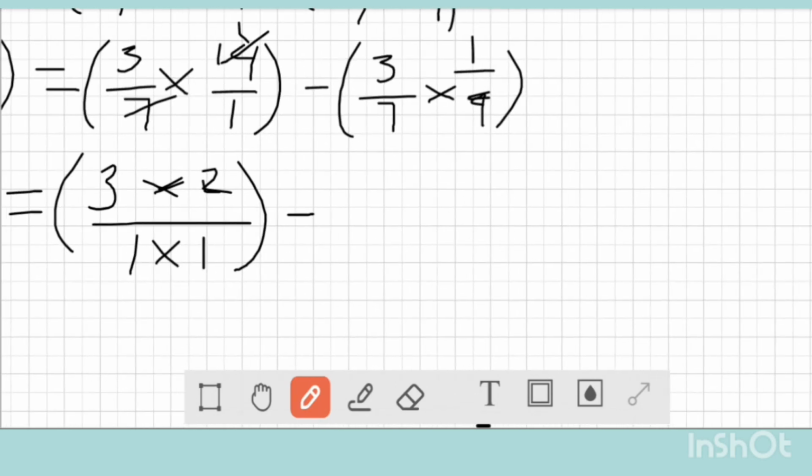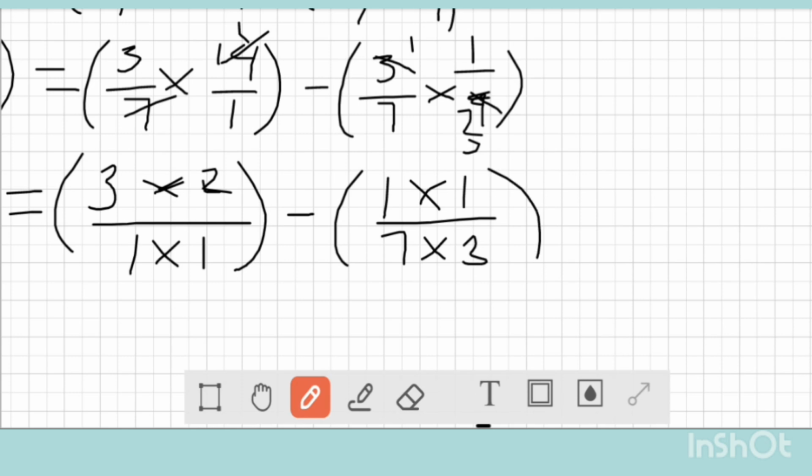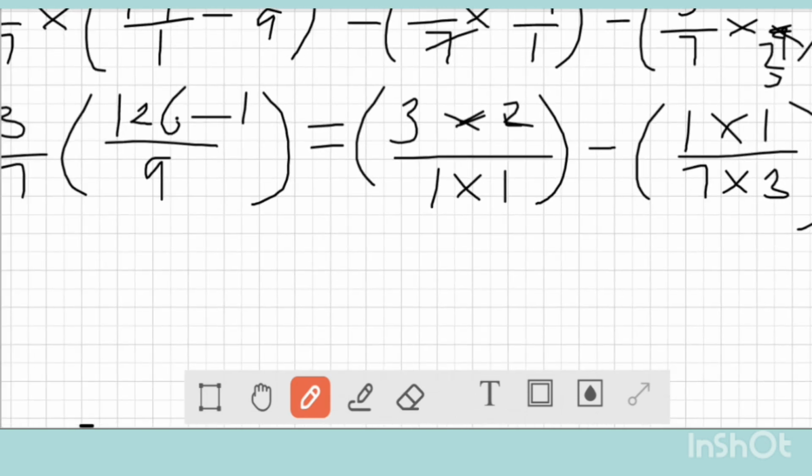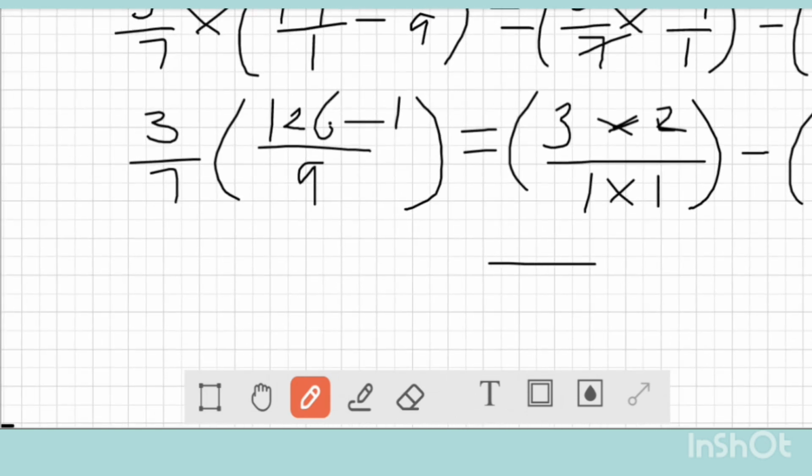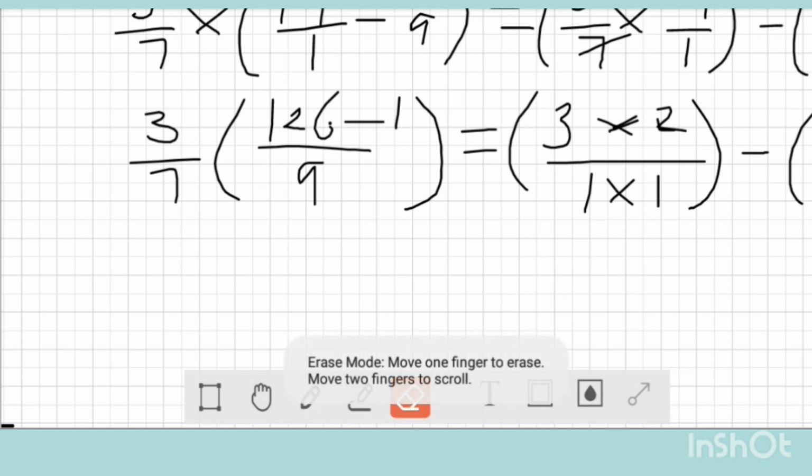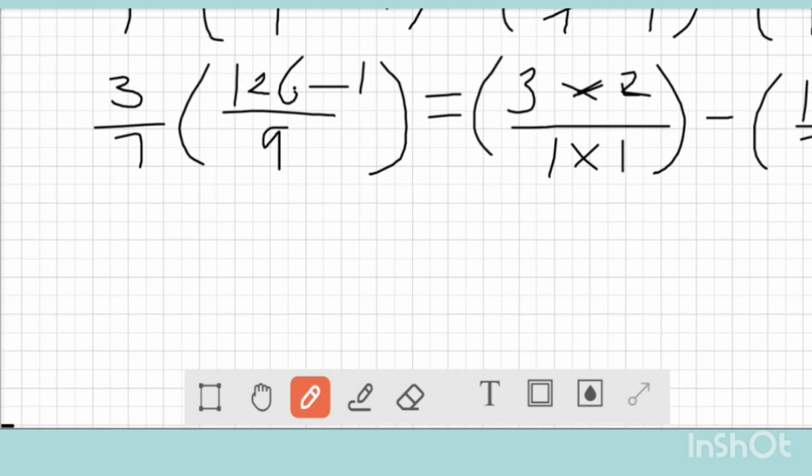Then from this side actually I'll use 3 here to divide 3, so here's just 1 and here's 2, which means from this side I have 1 multiplied by 1 all over 7 multiplied by 3, here's 3, 7 multiplied by 3. Now coming back to this side here, I'll just subtract and then multiply thereafter.